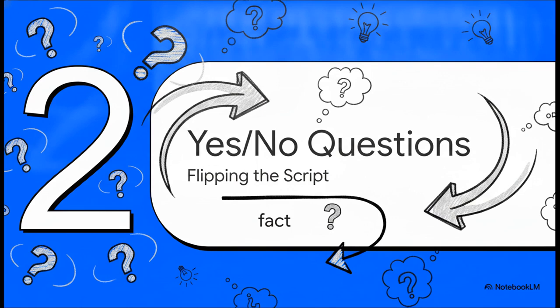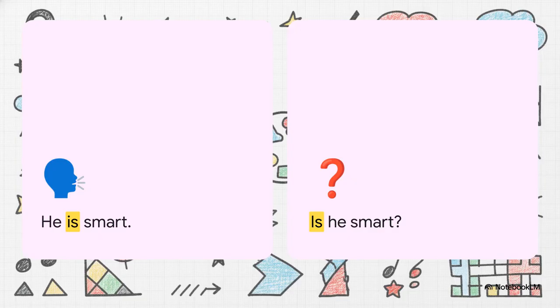All right, moving on to section 2, asking yes or no questions by flipping the script. So, we've mastered confidently stating facts, right? But human nature is totally built on curiosity. We don't just state facts, we need to question them. And the crucial point is captured beautifully right here. We start with the statement, he is smart. That's our solid foundation. But to turn it into a yes or no question, you simply invert the subject and the verb to be. He is instantly transforms into is he. It's an elegant, almost mathematical operation that literally changes the entire function of the sentence.